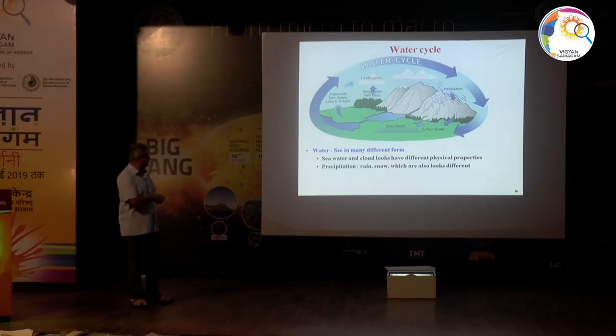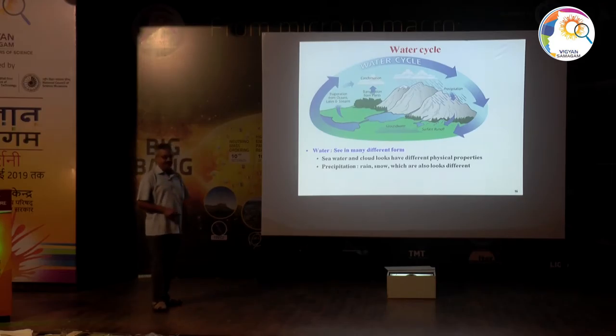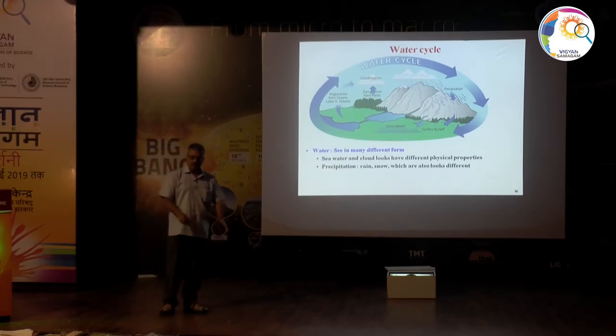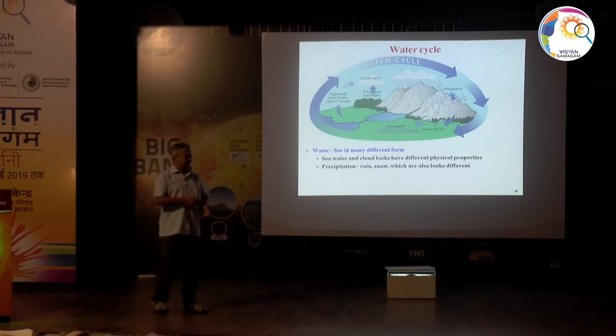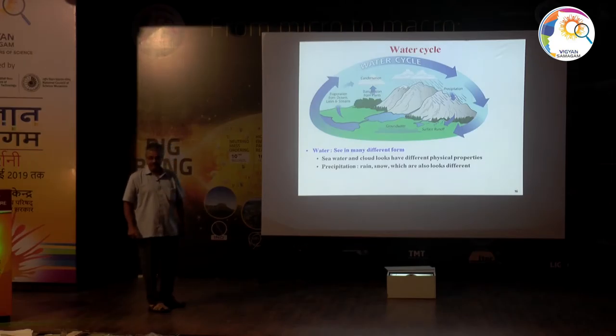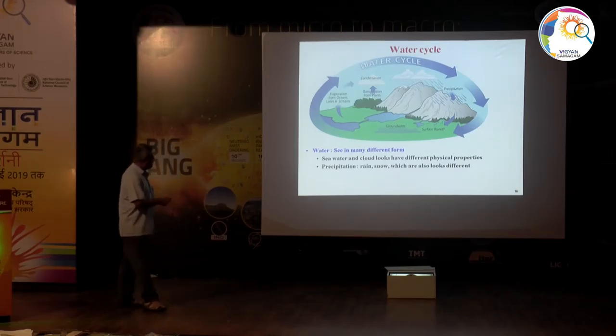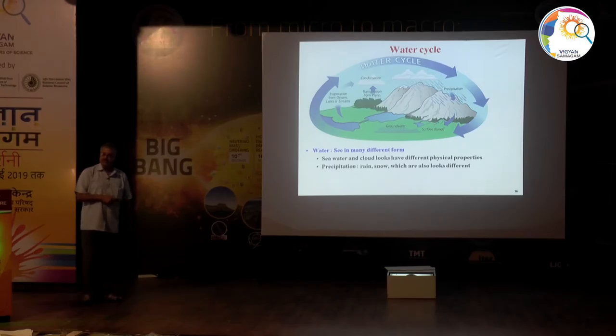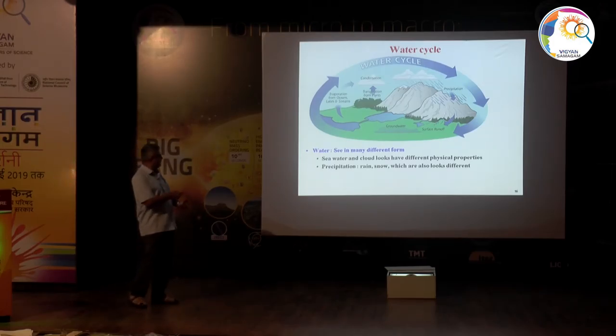In the precipitation, it may be rain, or somewhere it may be snow. So physically, this is the same water, but in this whole cycle it has different looking behavior. But you know that this is water. It is just a physical change from liquid to gas vapor, and when it is snow it may be in solid form, but water is water.